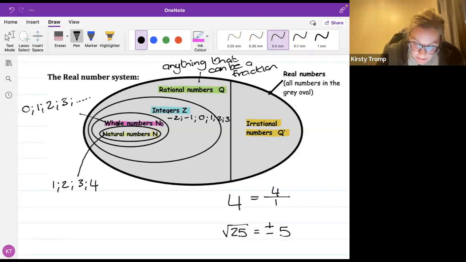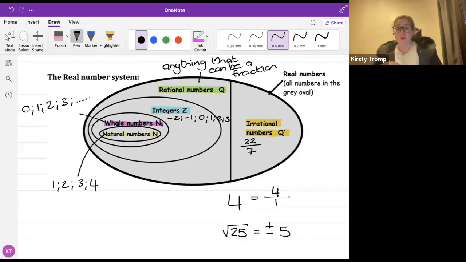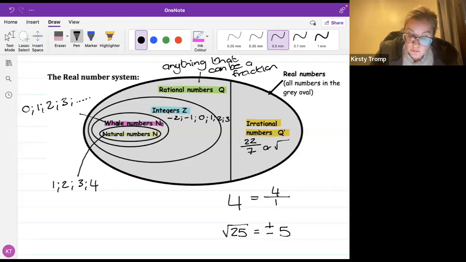So why is it pi? Because pi is the number 22 over 7. And if we put 22 over 7 on our calculator, it'll give us a decimal that is like 3,14, and it'll carry on going and going. Or if we do the square root of 3, that will be irrational. So anything that's an irrational number is anything that is a non-recurring decimal.